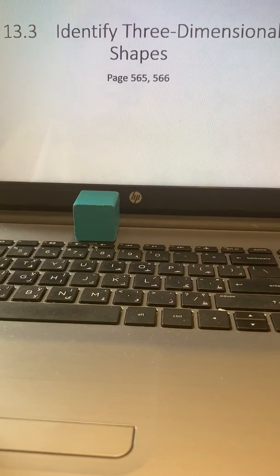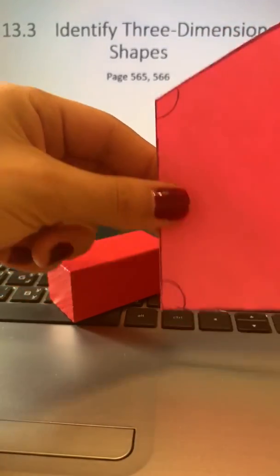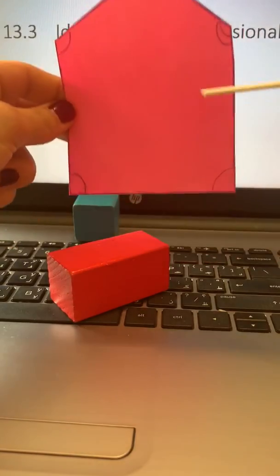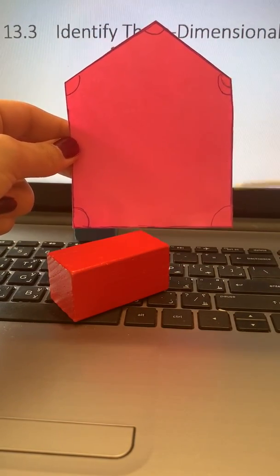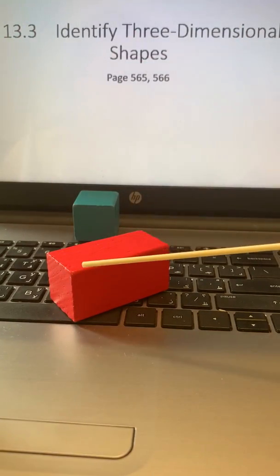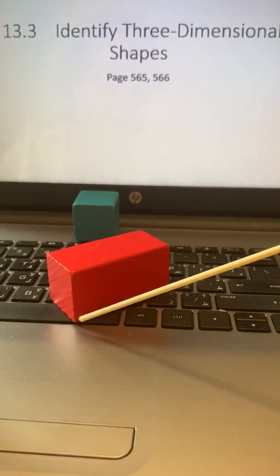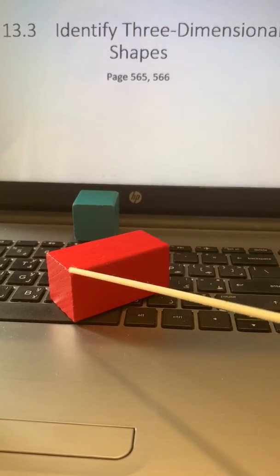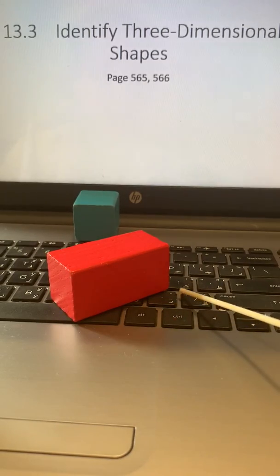Now, let's see what's the difference between the 2D shapes and the 3D shapes. The 2D is two-dimensional. We have up to down, side to side. This is the 2D. What about the 3D? We have up to down, side to side, front to back.